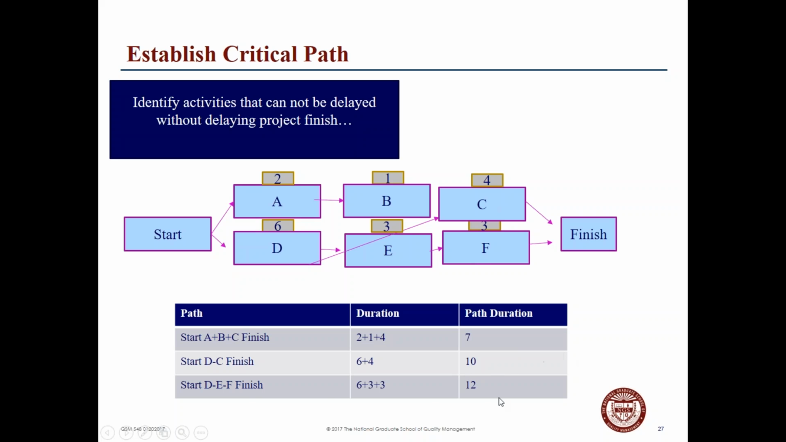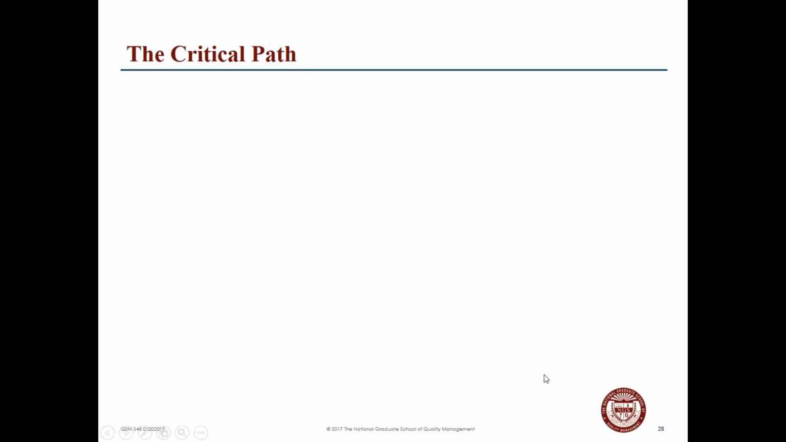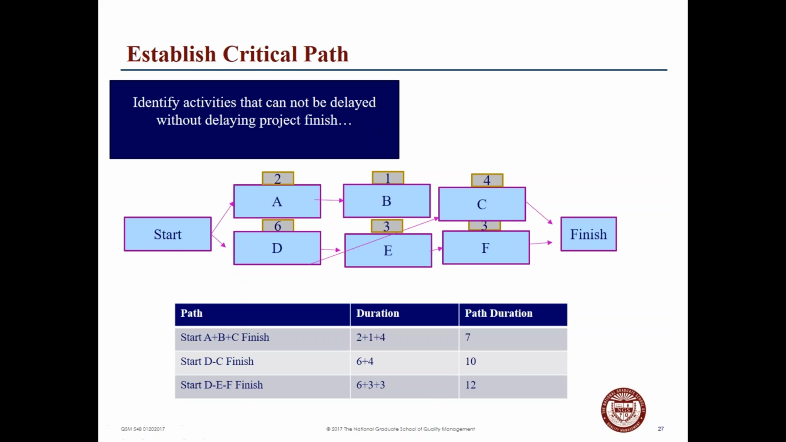So as we look at the various durations, again, the critical paths are of these durations. So we can't delay D, E, and F without delaying the overall project. Delaying DC more than identified here.